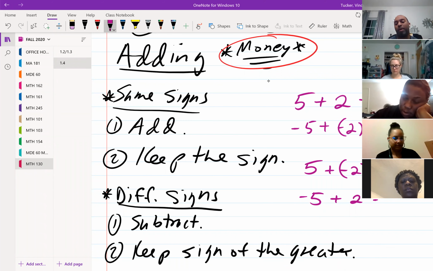-5 plus +2. If I'm -$5 in the hole and I add $2, that's a positive effect. I add $2 in my account because I'm trying to get out of the red. I'm still going to be -$3 in the hole. So if you think about your money, then it should be more applicable to you. When you talk about different signs, you go ahead and subtract them, and whichever number is greater, you keep that sign. All right.